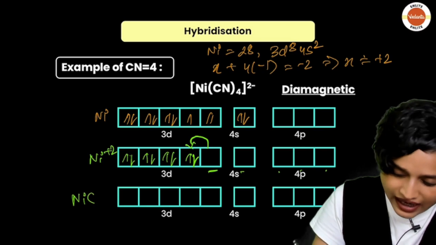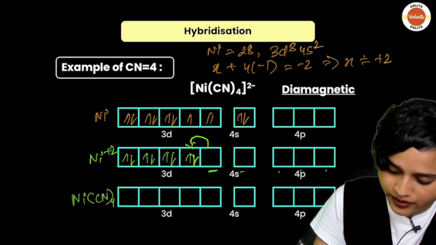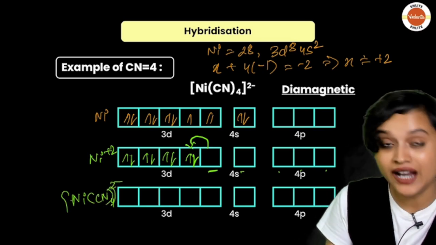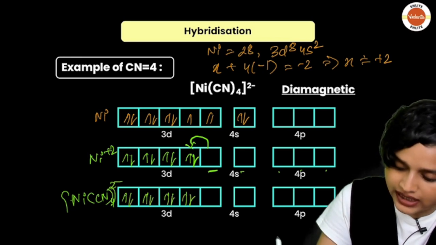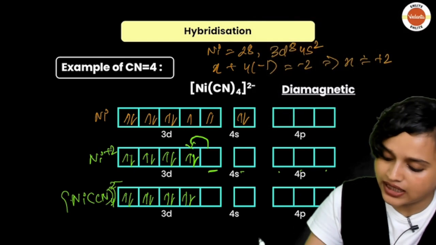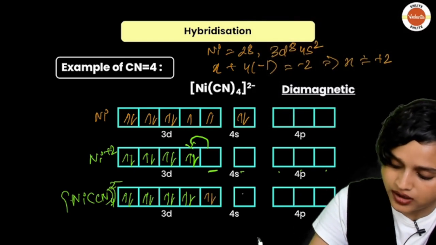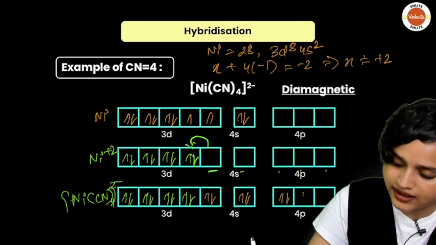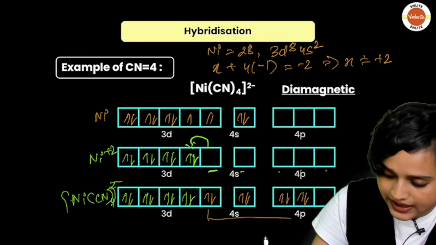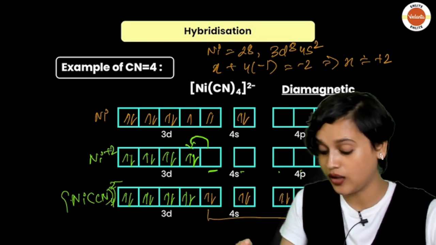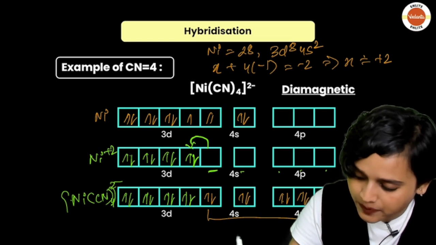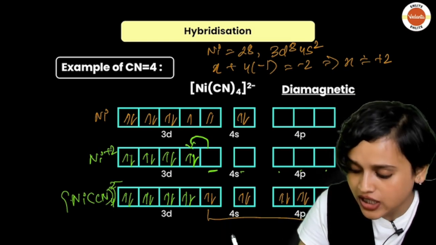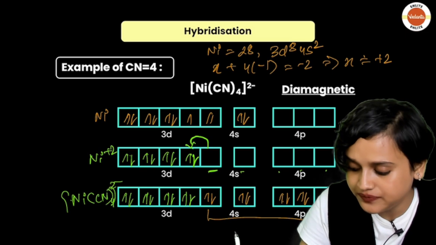Now, Ni(CN)4 2-. For this complex, we will have 1, 2, 3, 4, 5, 6, 7, and 8. And then CN will come and CN will take the place of 1, 2, 3, 4, 5, 6, 7, 8. And this time, once again, what is the hybridization? The hybridization is dsp2. What will be the shape? The shape will be square planar.